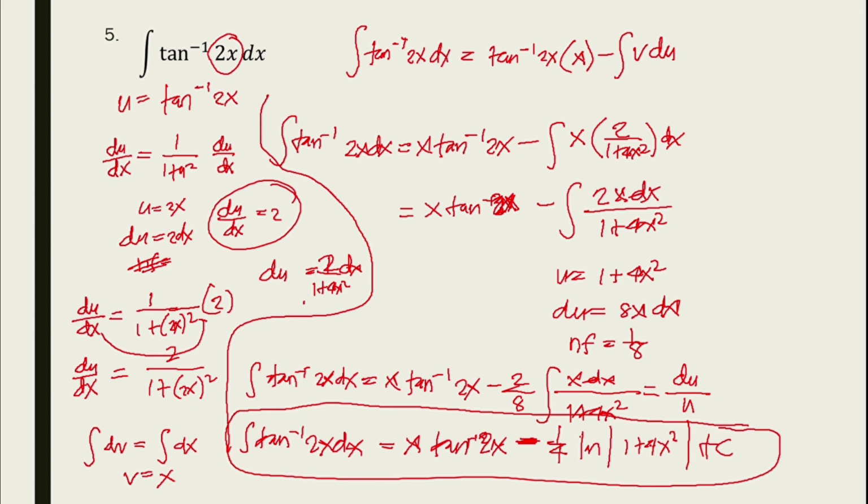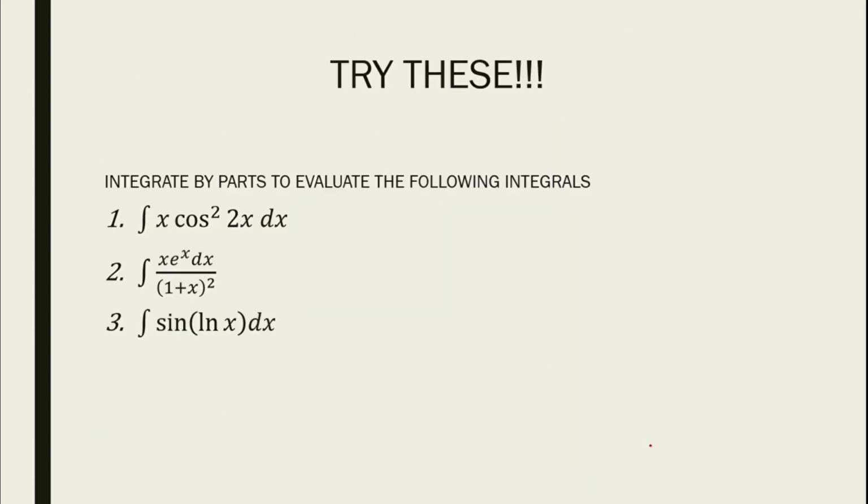Alright, so at this point of time, you have to try this at home. Integrate by parts to evaluate the following integrals. So x cos squared 2x dx, and 2x e raised to x dx over the quantity 1 plus x squared, and the integral of sine ln x dx.